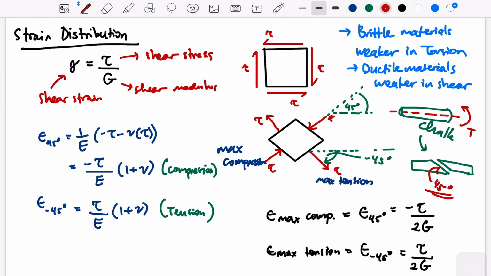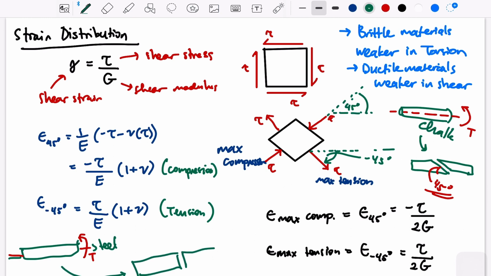So that's why the brittle is weaker in torsion, but the ductile is weaker in shear. Weaker in shear means that, let's say this is chalk, and this is steel. Try to give torsion to the steel. It is not because the torsion makes the steel break, but because of the shear inside the steel. So this will give you this cut.